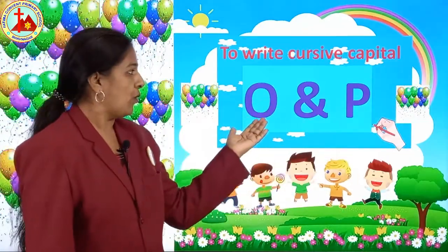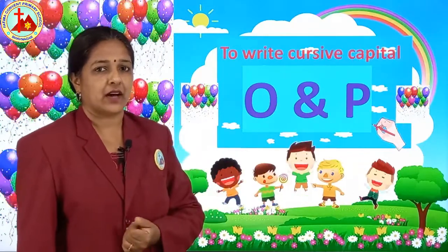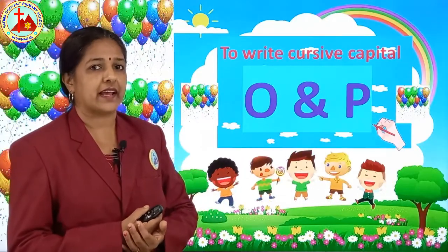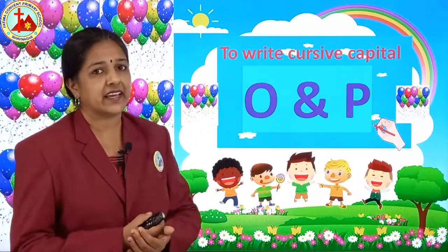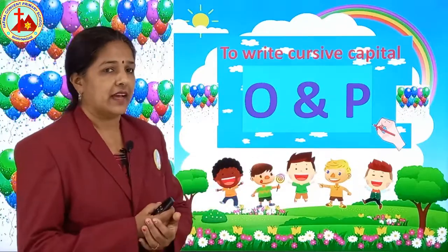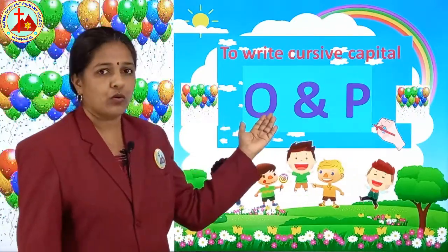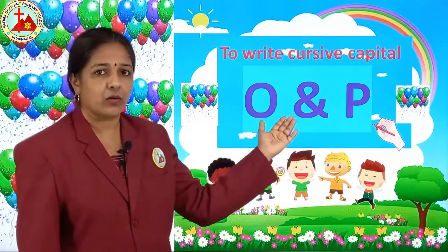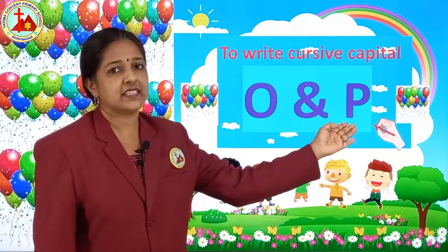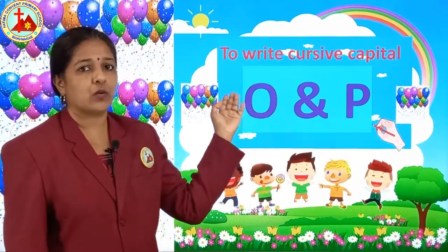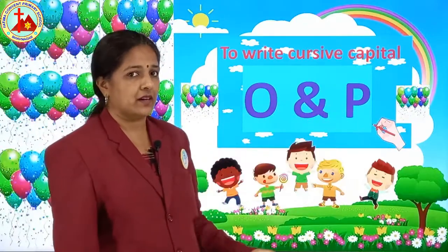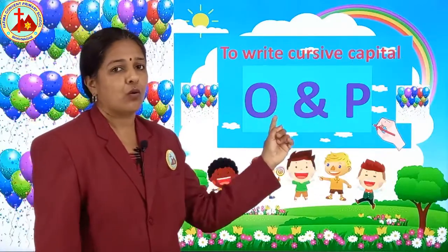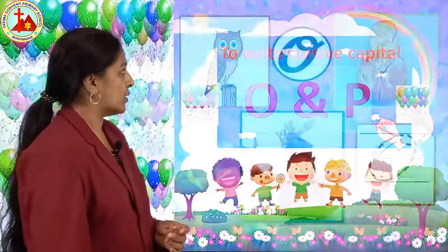Capital O and P. In previous classes you have learnt cursive small letters, and from now onwards we are learning cursive capitals. You all know O says O and P says P. So today we are going to write cursive capital O and P. So let's move ahead.